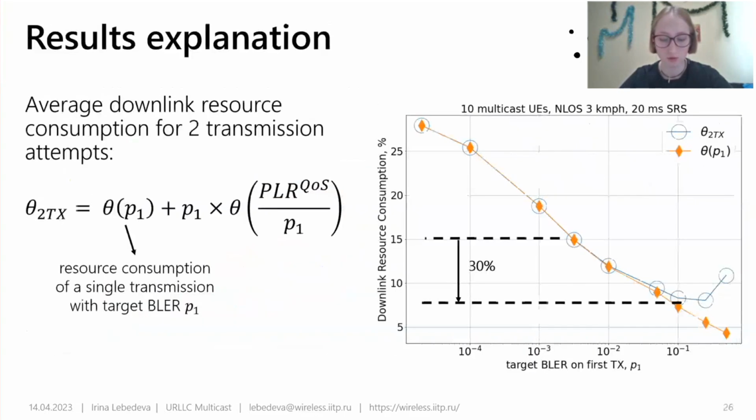This effect is explained by the formula on the slide. Eta of P sub 1 is the consumption of a single transmission with target BLER P sub 1. Eta of P is a monotonous function. Since the first summand is an increasing function of P sub 1, while the other one decreases, there is an optimal P sub 1 that minimizes eta sub 2tx.